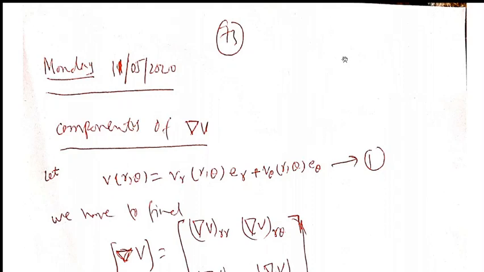Today we will discuss components of gradient of vector v, and its divergence of vector, divergence of tensor, curl of vector in polar coordinates. We will discuss first all of these in polar coordinates. Then after this we will discuss all these things in cylindrical coordinates.